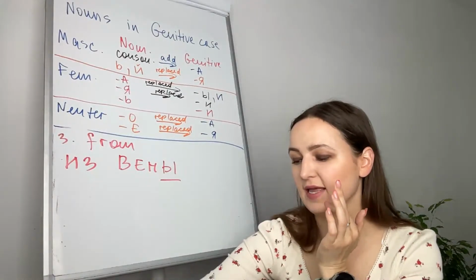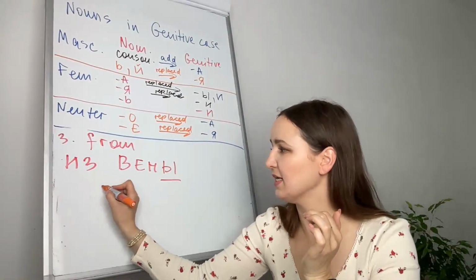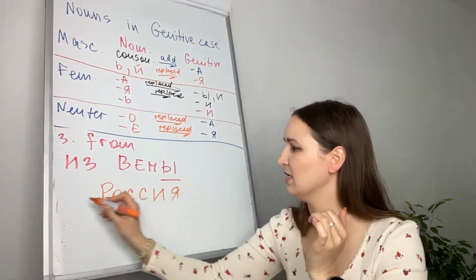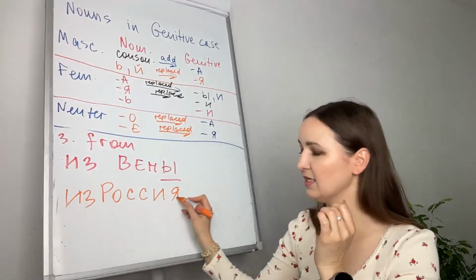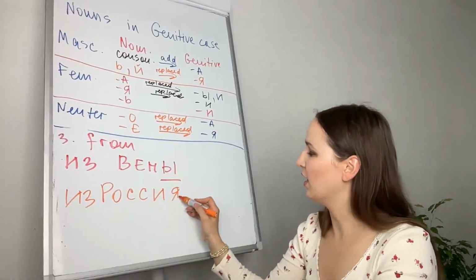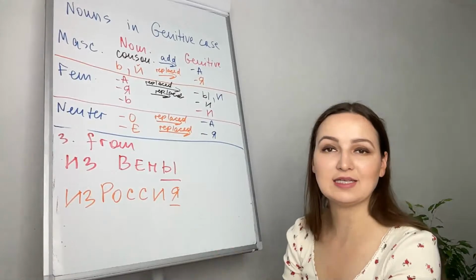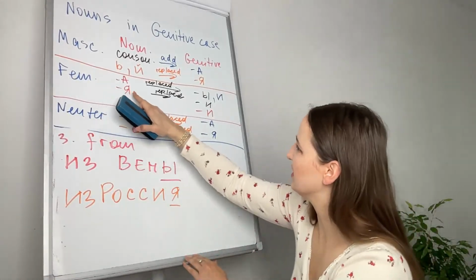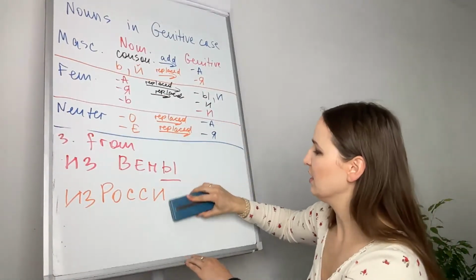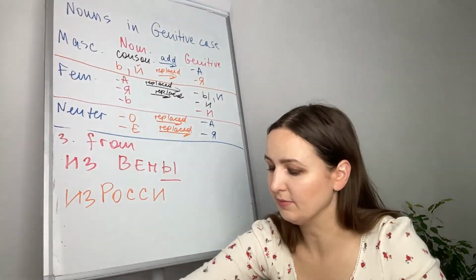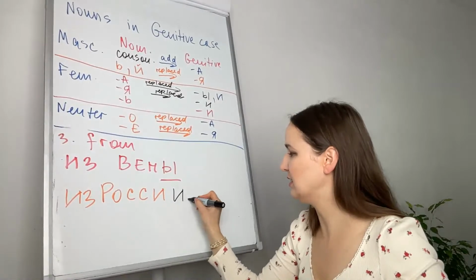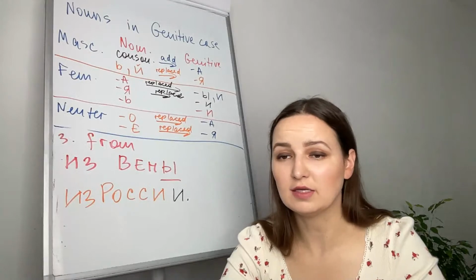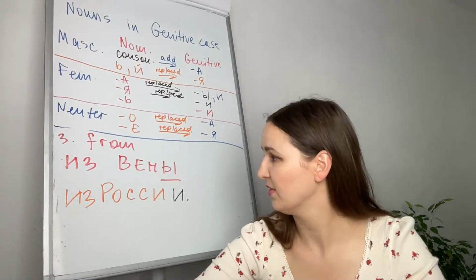Or let's take Россия, for example. From Russia. Россия. Из Россия. Россия ends in ya, so it's feminine. We will replace feminine ya with yi. Из России. Из России.